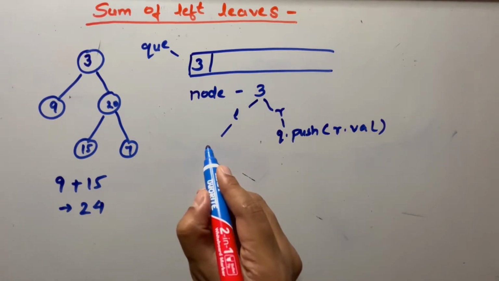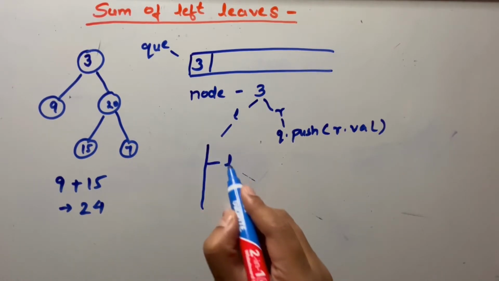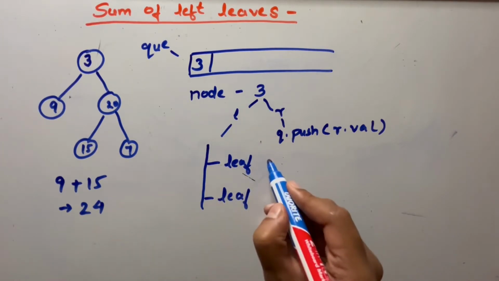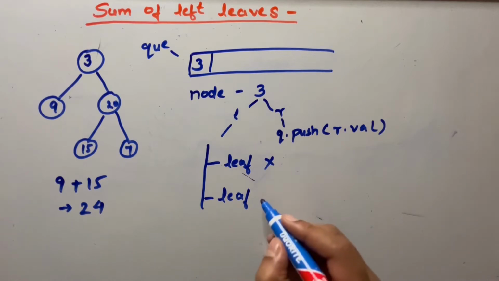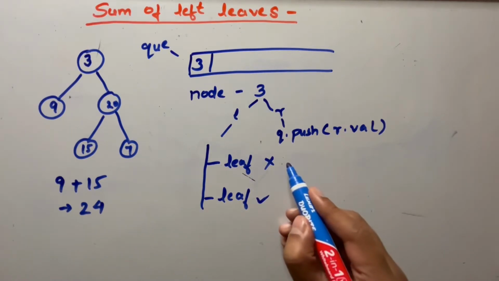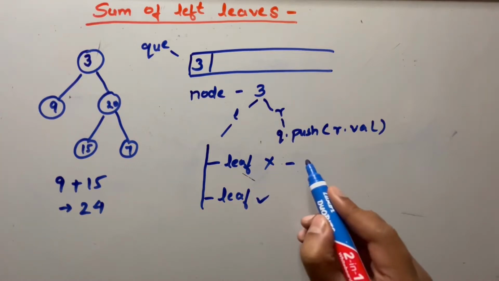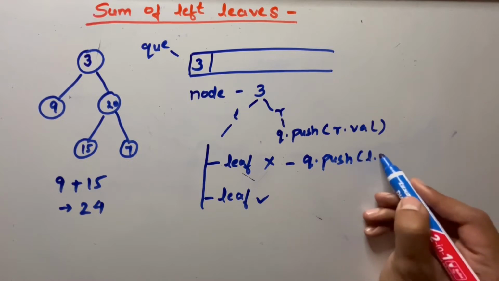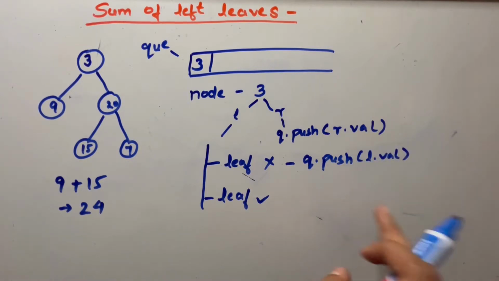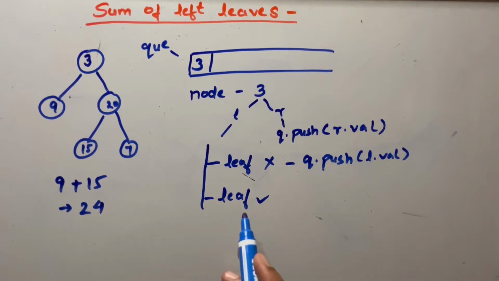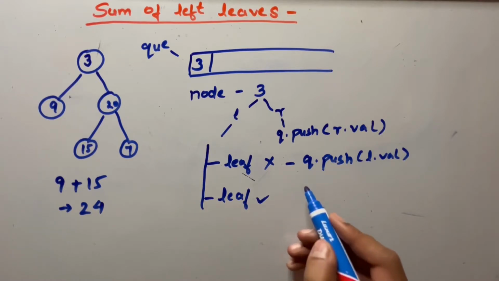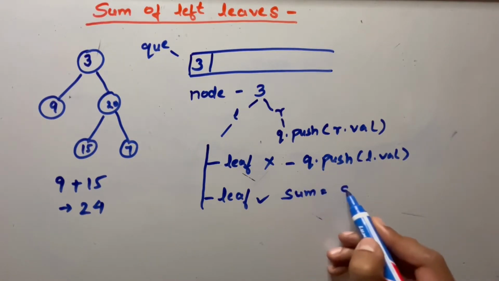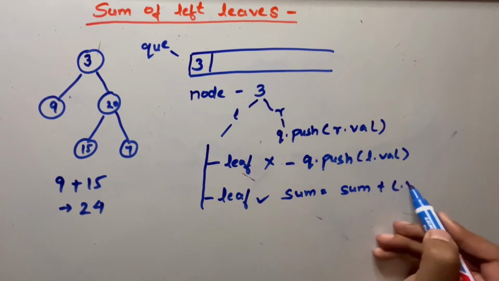But for the left node we have two cases, basically whether it is a leaf node, yes or no. If it is not a leaf node, then we are going to do queue.push and left node dot value, simply enqueue it into the queue. But if it is a leaf node, then we are not going to enqueue it, but we are going to simply do sum equals sum plus its value.